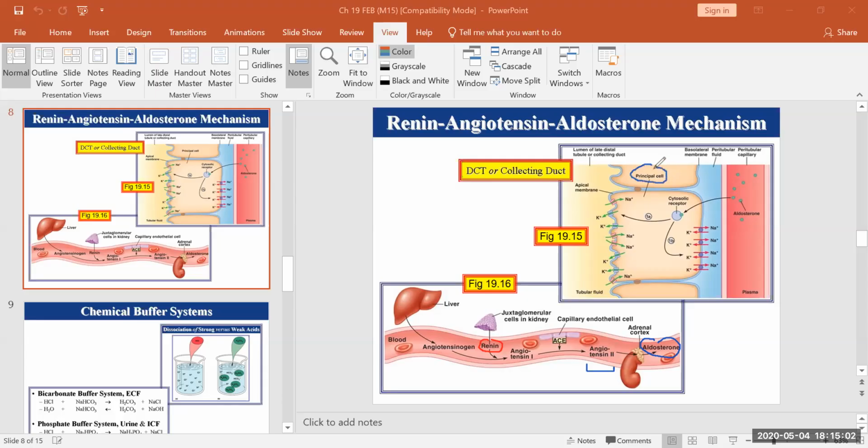Principal cells, depending on the region, can be in the distal convoluted tubule or the collecting duct. If we are talking about the DCT, then we are talking about the renal filtrate. But if we are talking about the collecting duct, then we are talking about urine. This compartment here, okay?